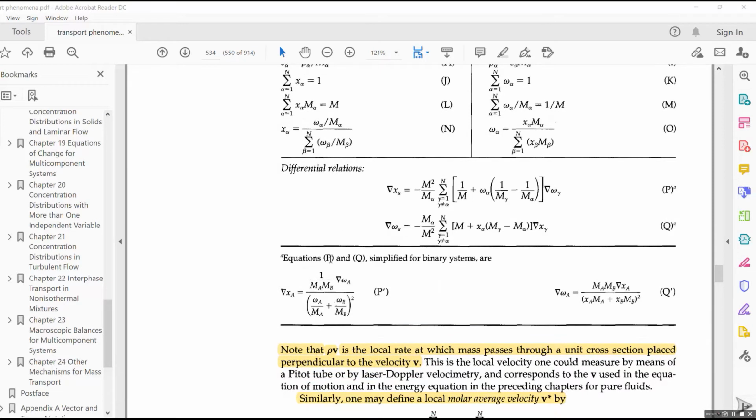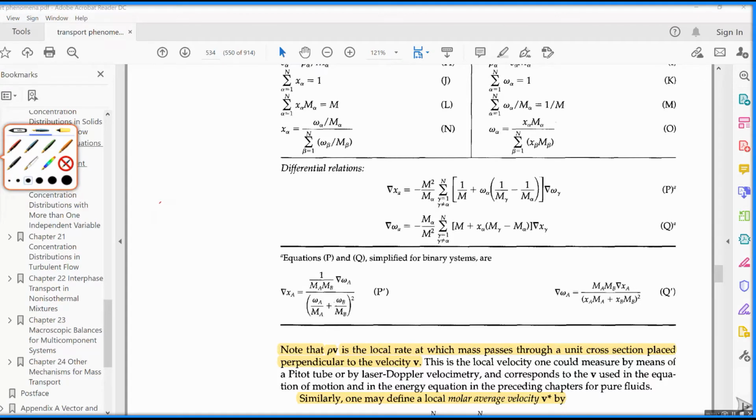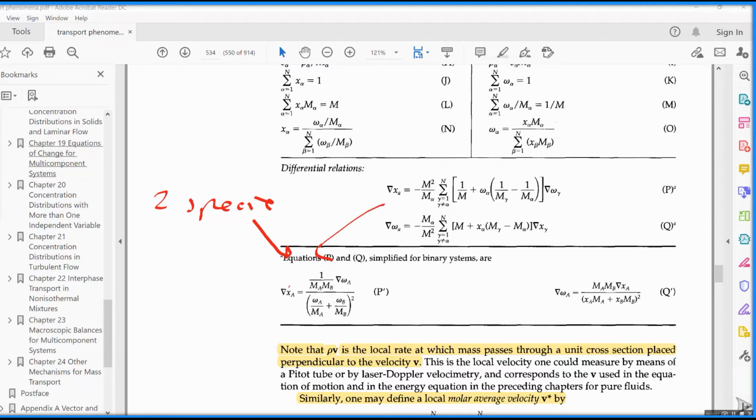But if your system is a binary system, meaning it contains just two species, then we can simplify this equation to this form. This gives us the species A mole fraction gradients inside of the binary system in this form, and the mass fraction or mass concentration differences or gradients are given by this form.